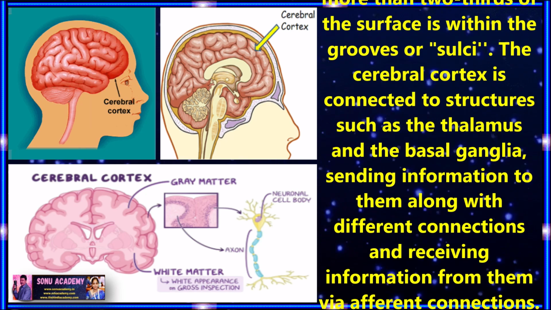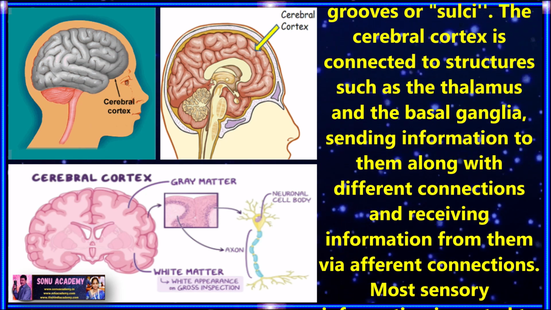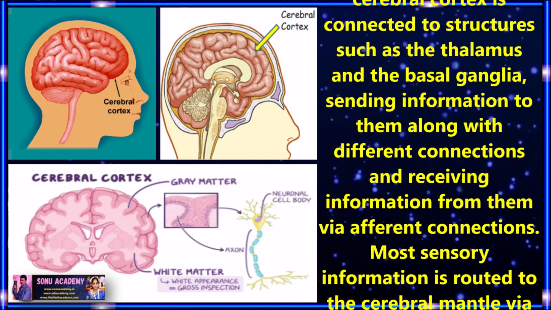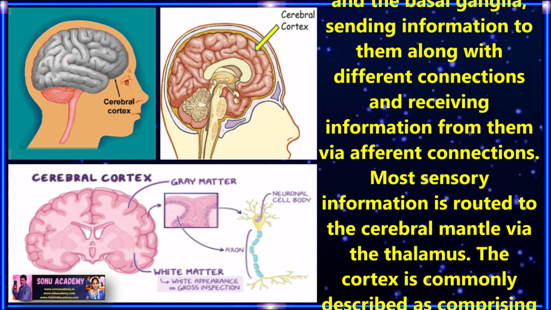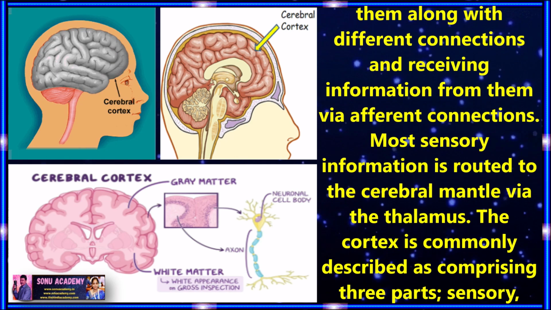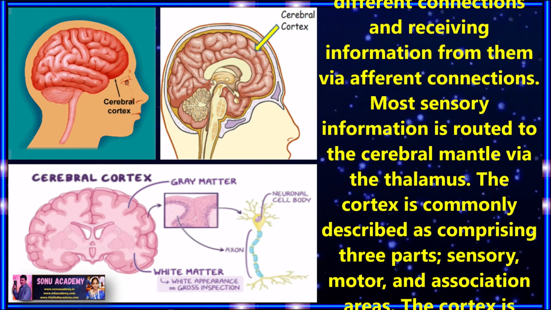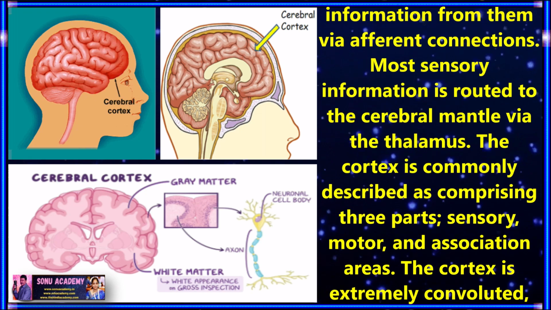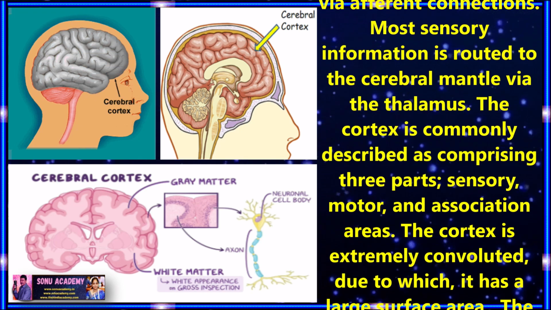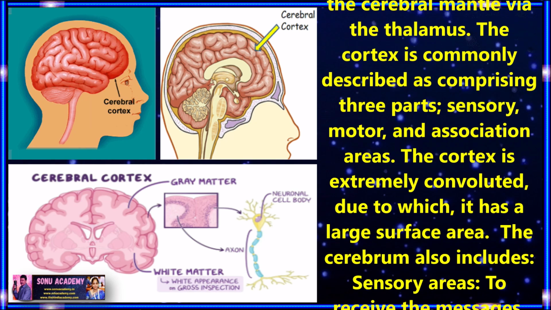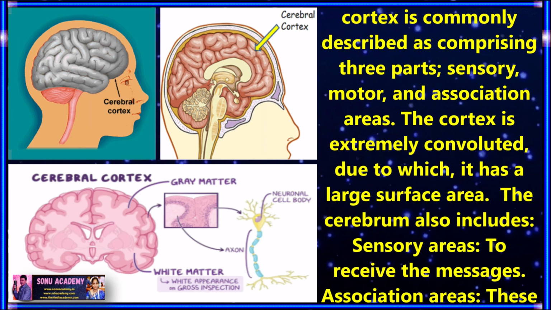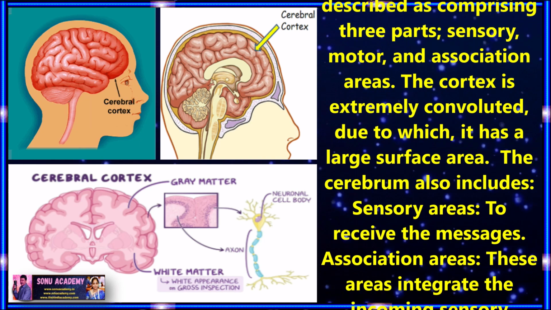The cerebral cortex is connected to structures such as the thalamus and the basal ganglia, sending information to them along with different connections and receiving information from them via afferent connections. Most sensory information is routed to the cerebral mantle via the thalamus, and the cortex is commonly described as comprising three parts, that is sensory, motor, and association areas.